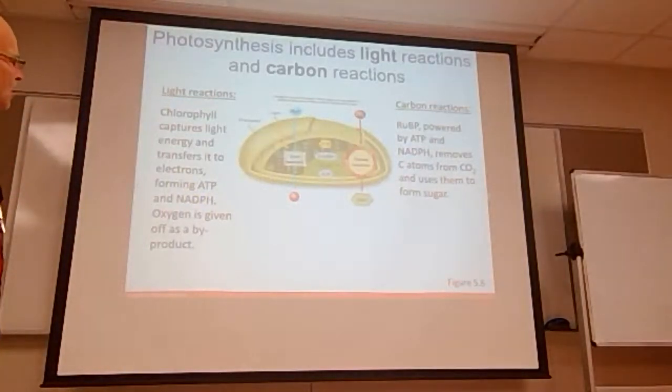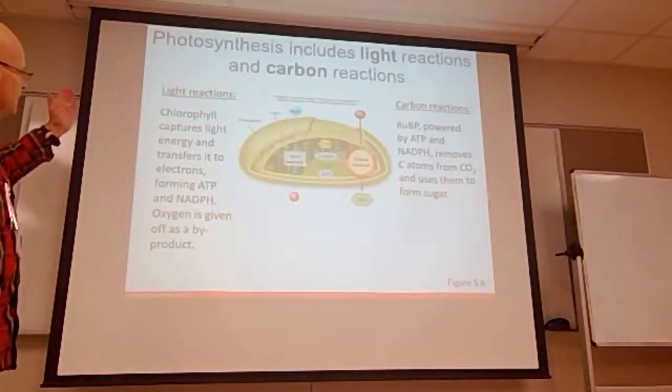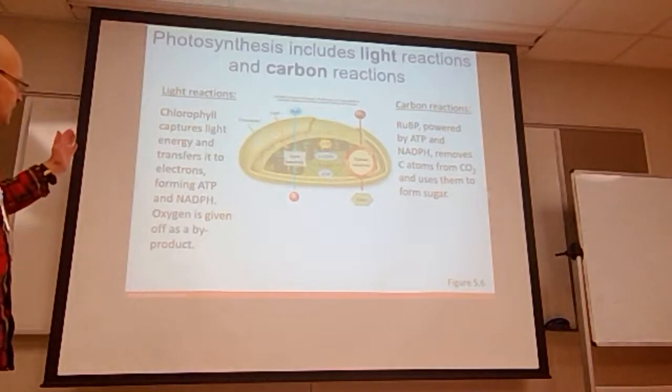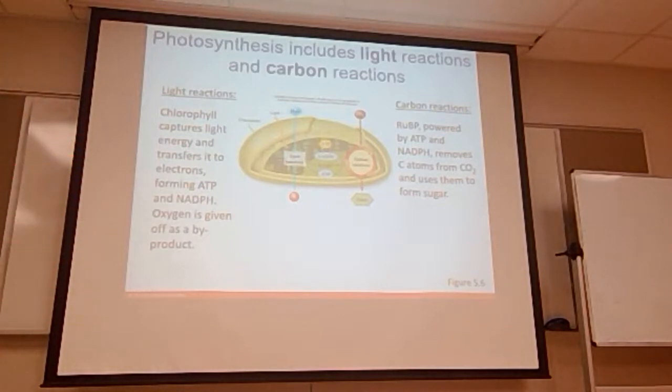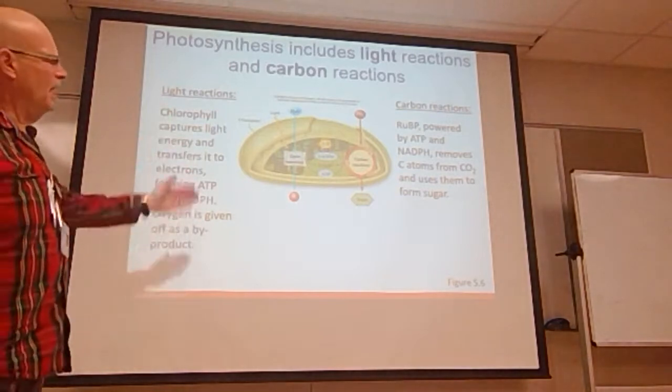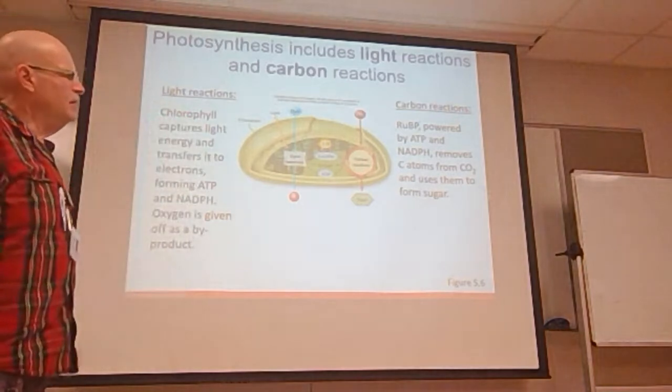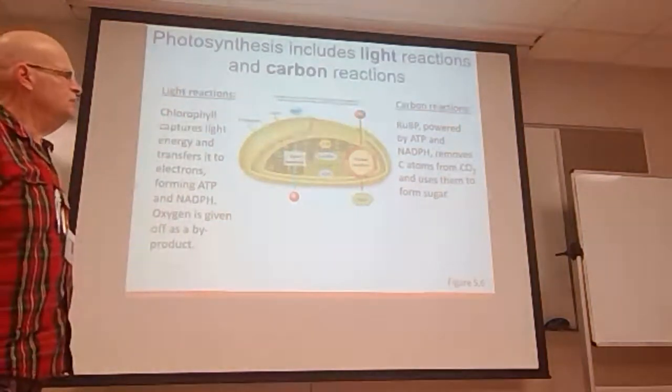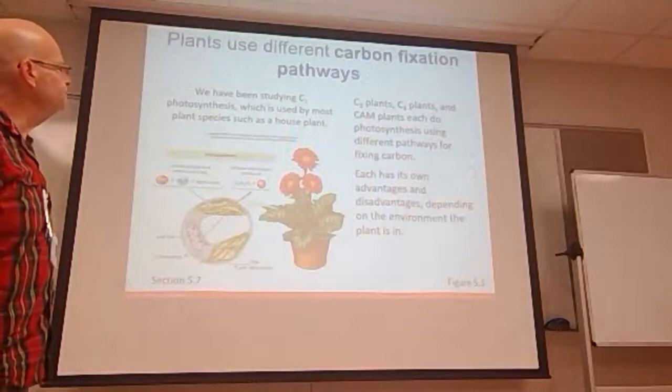Photosynthesis includes light reactions and carbon reactions. We talked about those. In the light reactions, chlorophyll captures light, transfers it to the electrons, forms ATP and NADPH, and oxygen as a byproduct. In the carbon reactions, Rubisco, powered by ATP and NADPH, removes carbon atoms from CO2 and uses them to make sugar.